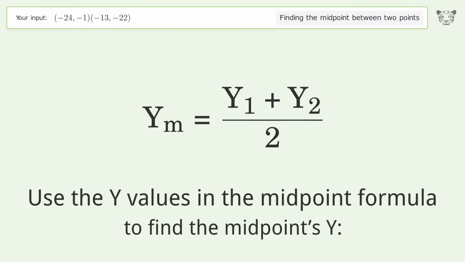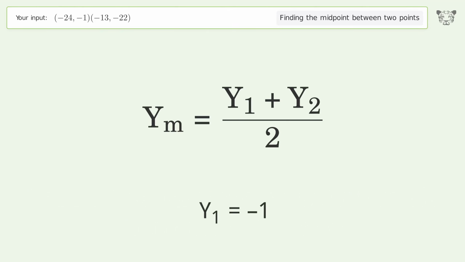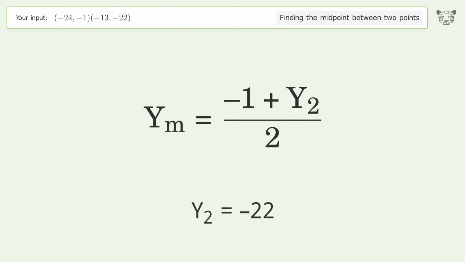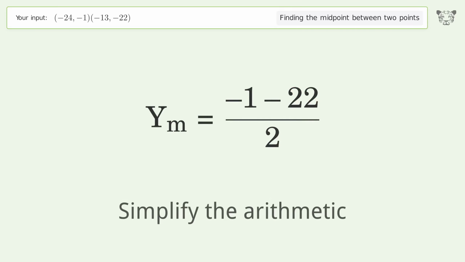Use the y values in the midpoint formula to find the midpoint's y. y1 equals negative 1. y2 equals negative 22. Simplify the arithmetic.